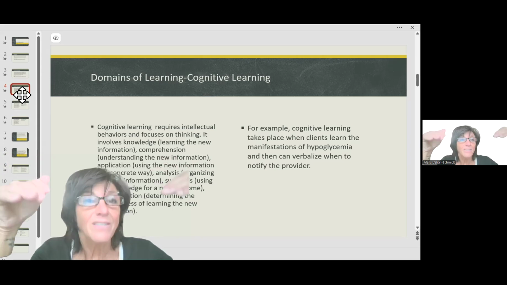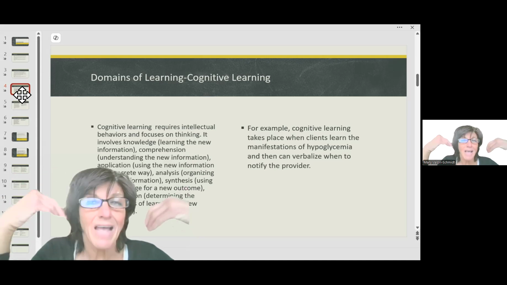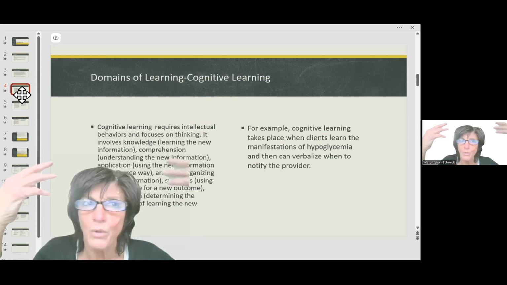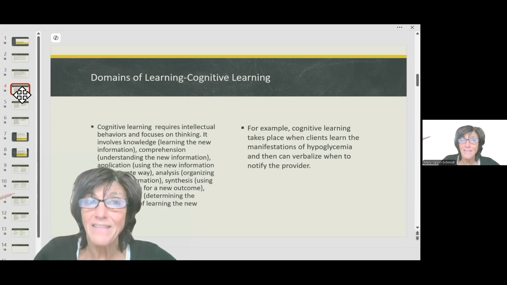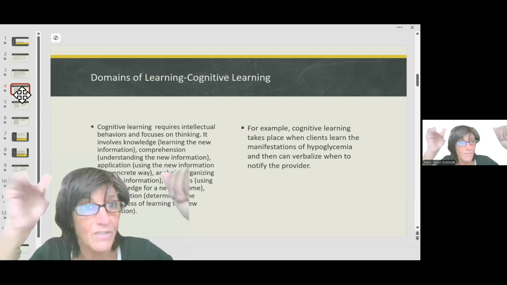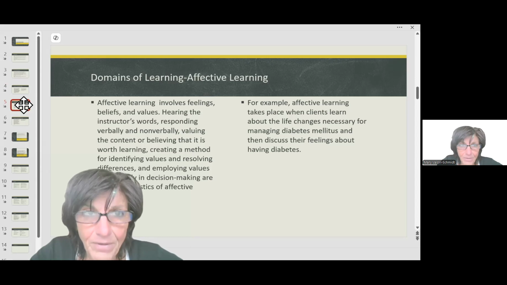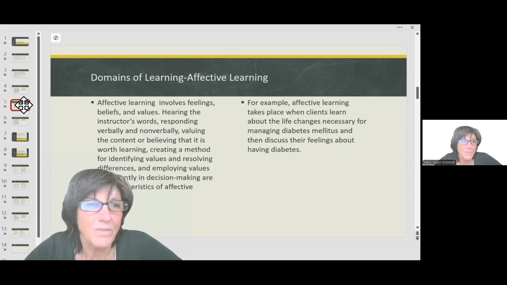Did you learn? So here's an example. With cognitive learning, a client can learn the signs and symptoms or manifestations of hypoglycemia and then verbalize them back to the provider and say when they can notify the provider if there's something wrong. Okay, that's cognitive.